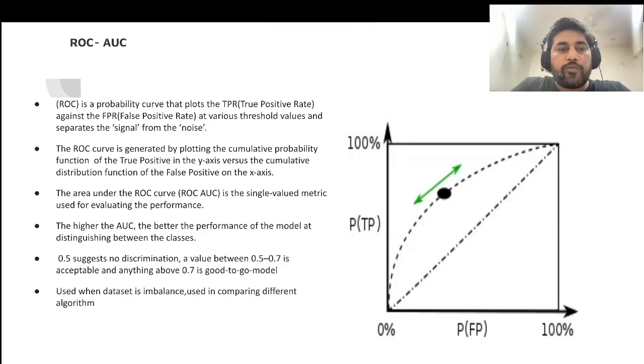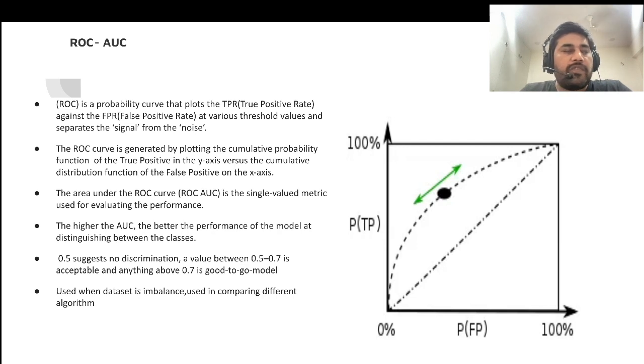So ROC is a probability curve that plots the true positive rate against the false positive rate at various threshold values and separates the signal from the noise. Basically, the ROC curve is generated by plotting the cumulative probability function of true positive rate along the x-axis and false positive rate along the y-axis. And ROC area under curve is a single value metric used for evaluating the model performance. The higher the AUC, the better the performance.